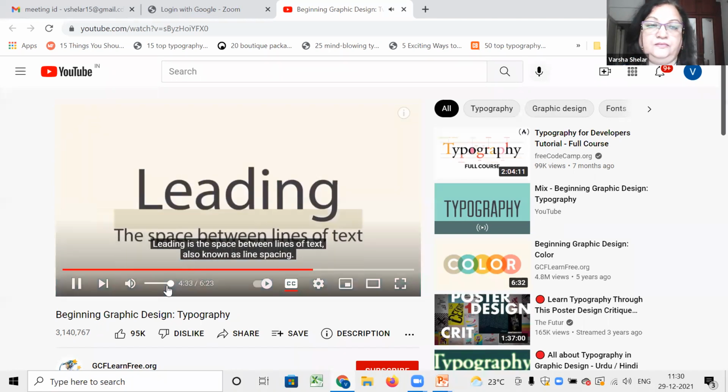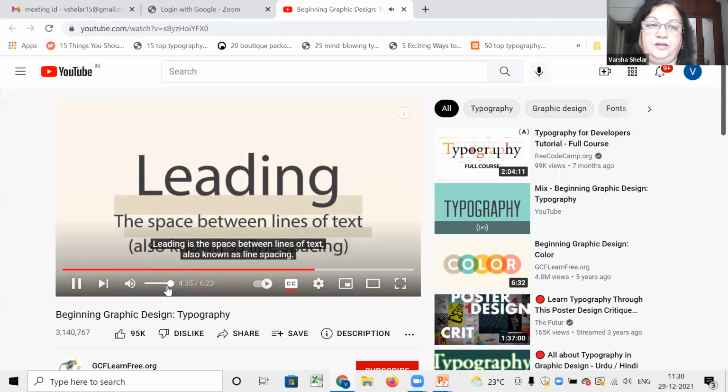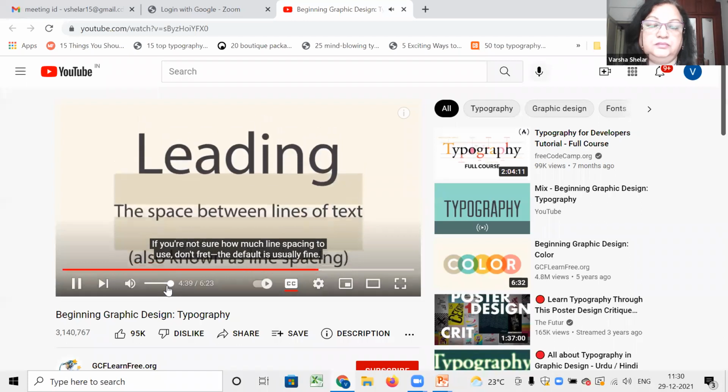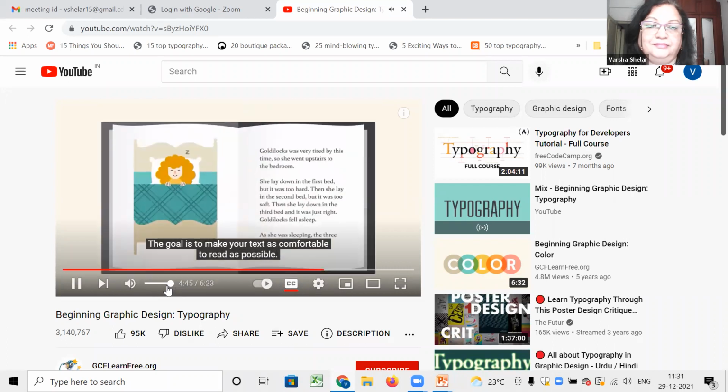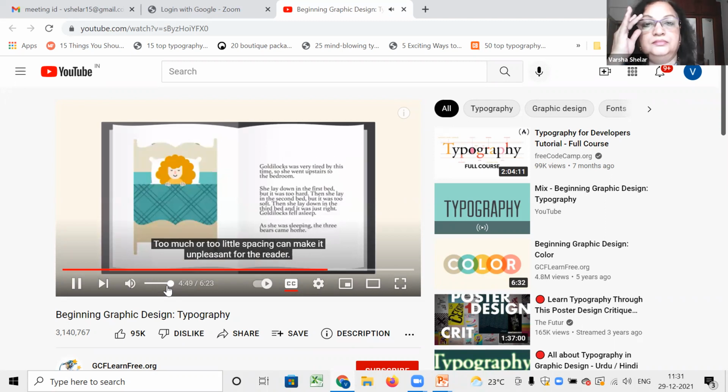Leading is the space between lines of text, also known as line spacing. If you're not sure how much line spacing to use, don't fret. The default is usually fine. The goal is to make your text as comfortable to read as possible. Too much or too little spacing can make things unpleasant for the reader.